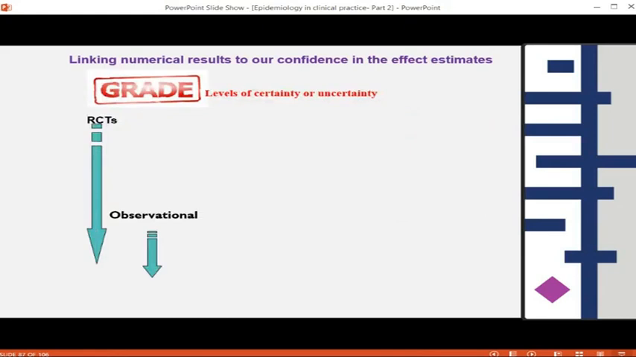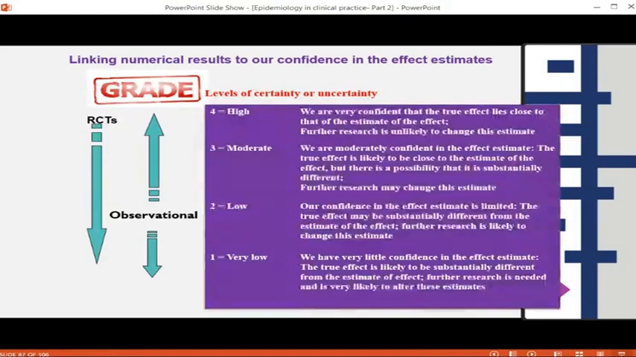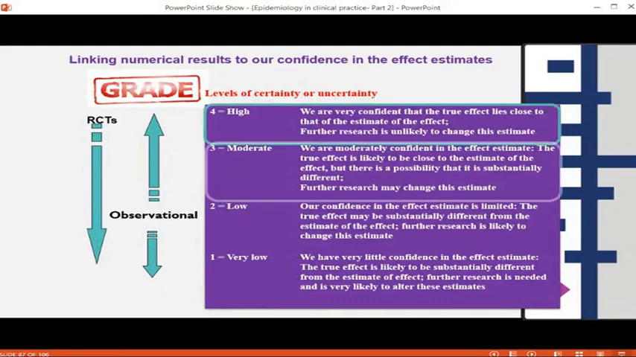So what then happens is that we end up with 4 levels of certainty. High certainty means we are very confident that this result for this outcome is likely to be a true estimate, and you don't need to do any more research. It's not going to change the estimate. When you have moderate confidence in the result estimate, you're saying that the true effect is probably likely to be this, but because of this one reason, heterogeneity or imprecision, our confidence is lower by one level. Then it comes down to moderate.